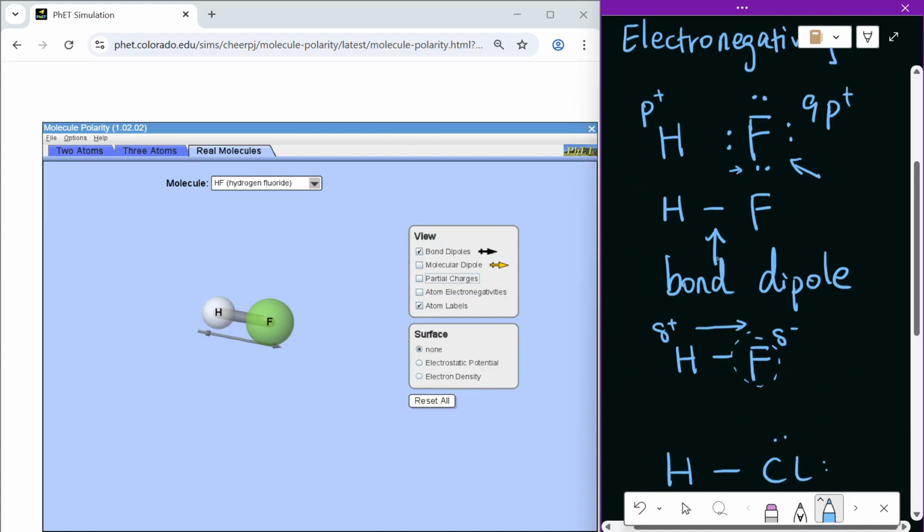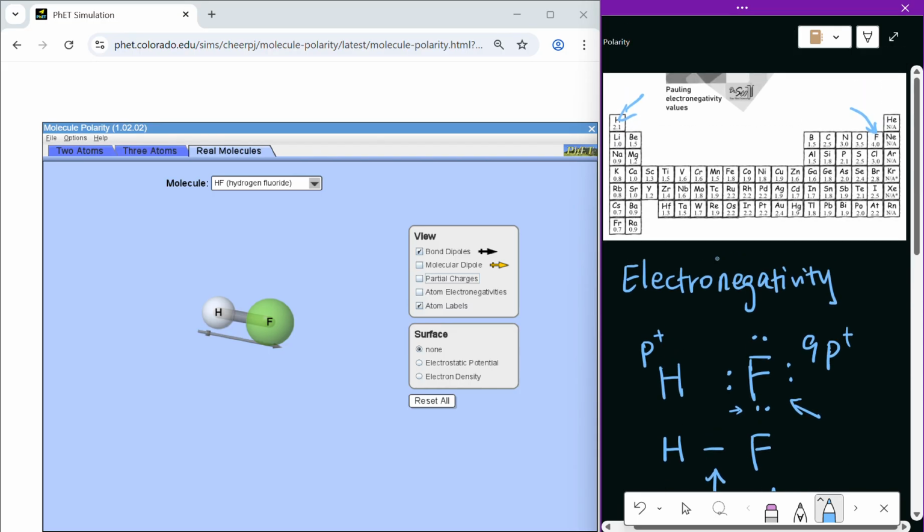So we can apply the same strategy by finding the respective electronegativity grading on these two atoms. So we would have carbon, which is 2.5, and oxygen, which is 3.5.